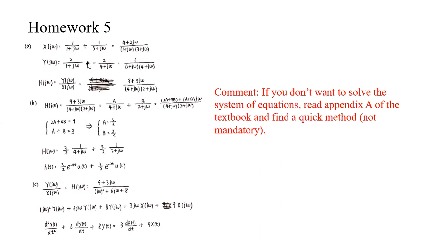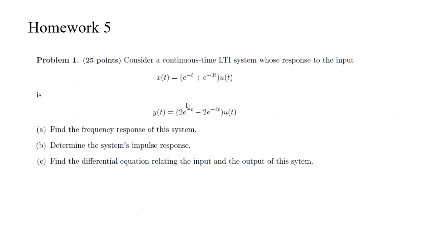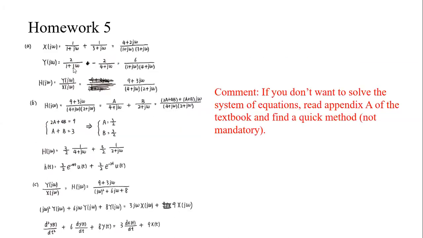And Y of j omega, in the same way, is 2 over 1 plus j omega minus 2 over 4 plus j omega. Combined together, it is 6 over 1 plus j omega times 4 plus j omega. And then H of j omega, the frequency response, is Y of j omega over X of j omega. It is 9 plus 3j omega over 4 plus j omega times 2 plus j omega.